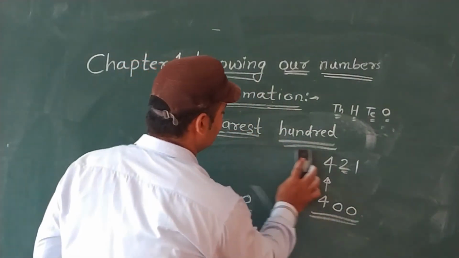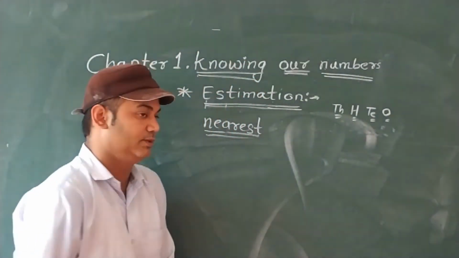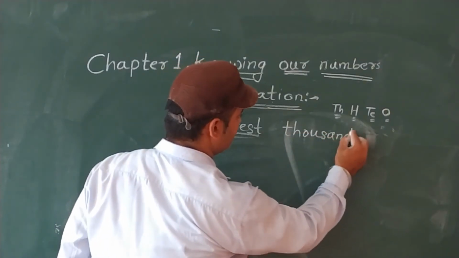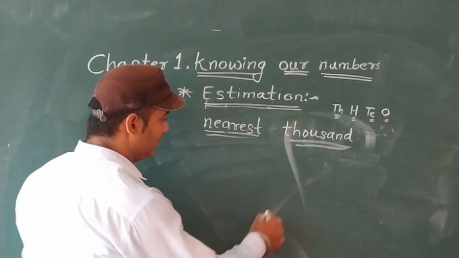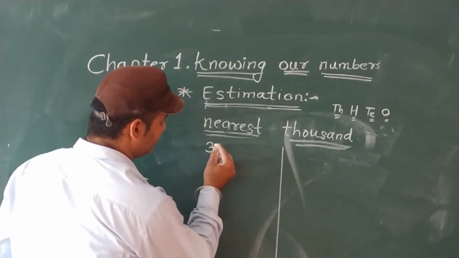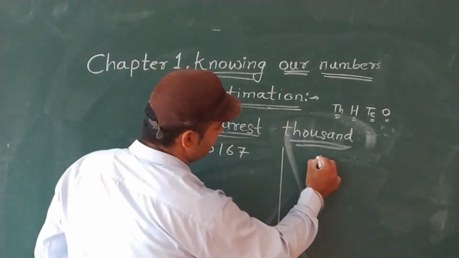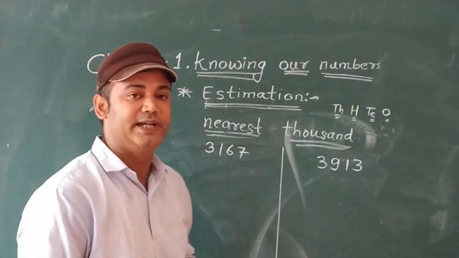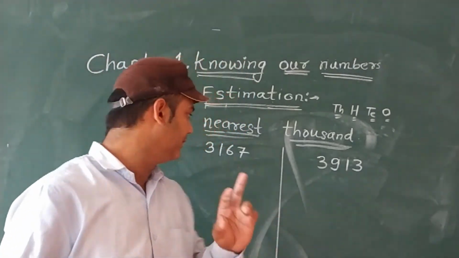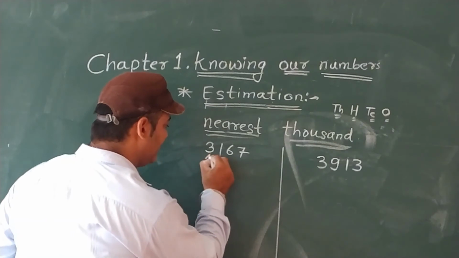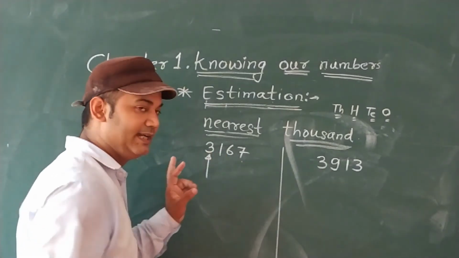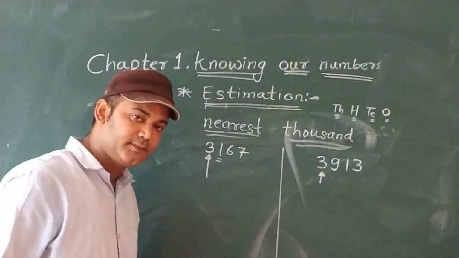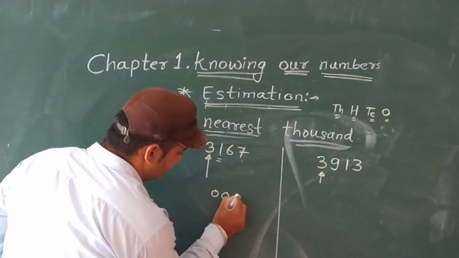Okay. Now last, nearest 1000. Same procedure you have to follow. Take an example. 3913. Okay. Now you have to find out the nearest thousand value. Which is at thousand place? Ones, tens, hundred, thousand. Here is 3 at thousand place. See the next digit. All other digits should be 0, 0, 0.